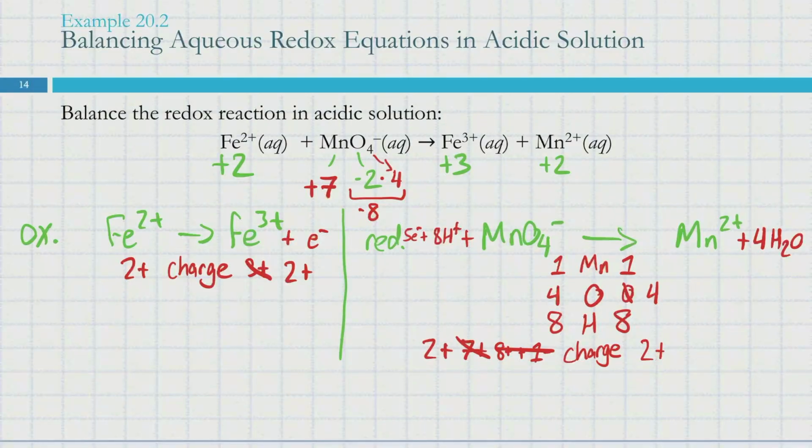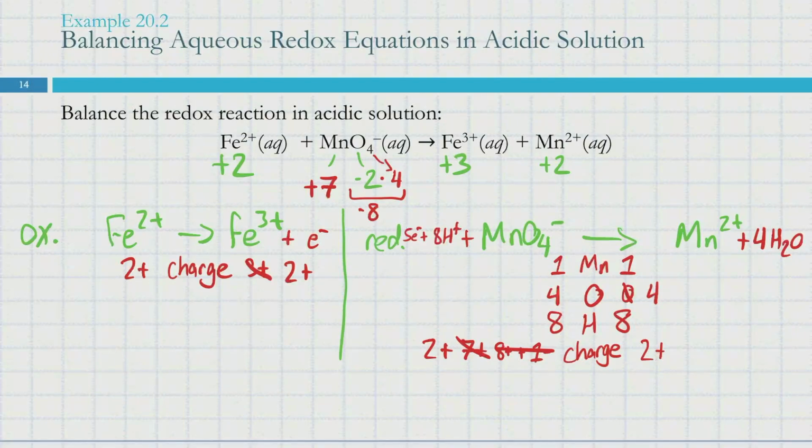And that will bring our charge down 5 to make it a 2+. So now our charges are balanced and our masses are balanced for both of our half reactions. The next step is that we need to make sure that our number of electrons balance out. Our reduction half reaction has 5 electrons in it. Our oxidation half reaction only has 1.